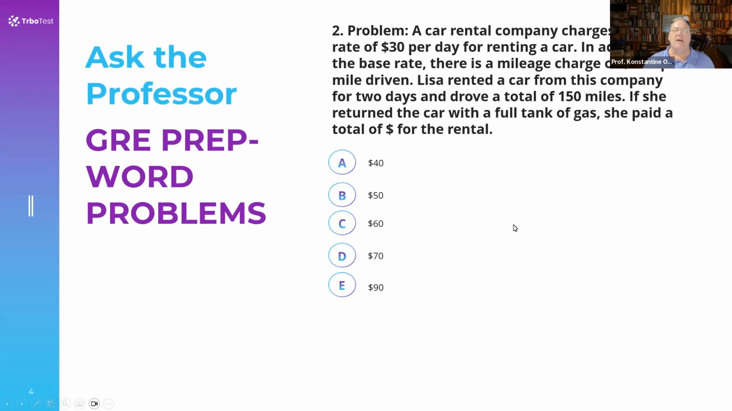The second question here is a problem. A car rental company charges a base rate of $30 per day for renting a car. In addition to the base rate, there is a mileage charge of 20 cents per mile driven. Lisa rented a car from this company for 2 days and drove it a total of 150 miles. If she returned the car with a full tank of gas, she paid a total of how much for the rental?